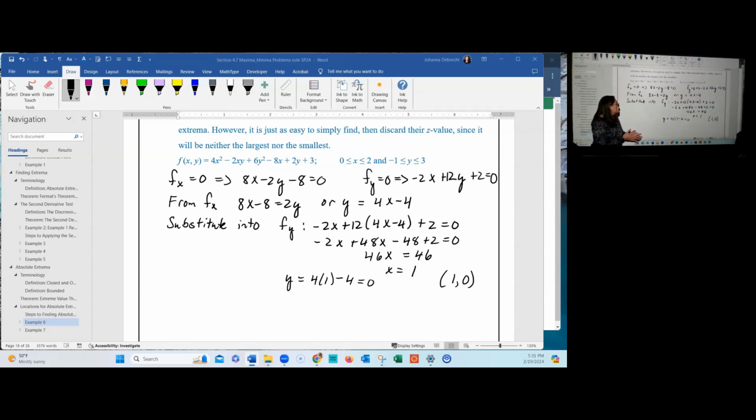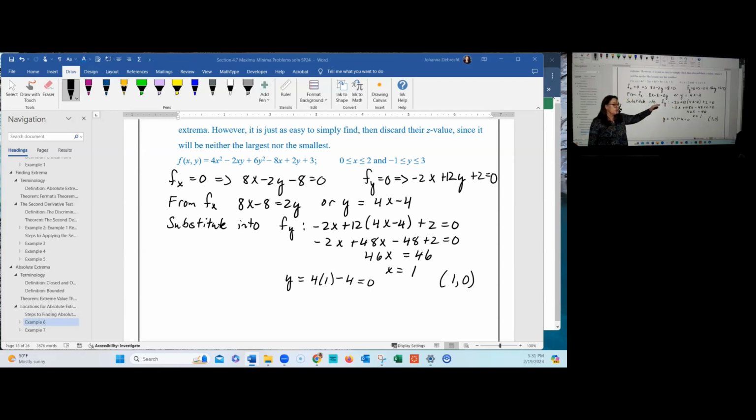The first partial with respect to x is 8x minus 2y minus 8, and I set it to equal 0. The first partial with respect to y is negative 2x plus 12y plus 2, also set to be 0. I took the partial with respect to x and solved for y to get y equals 4x minus 4.